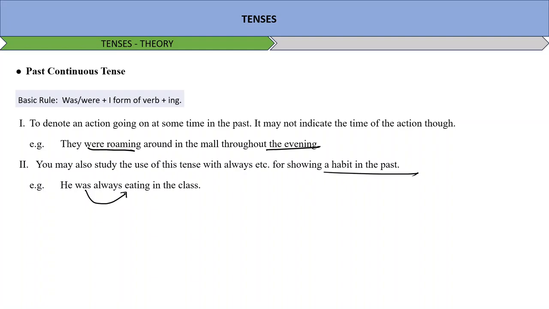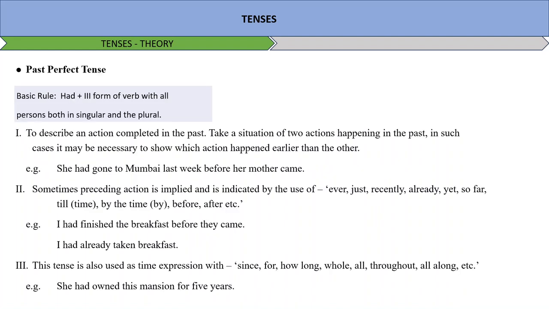Now in past perfect, it is had plus V3 form of verb, for persons both in singular and plural. So first thing first, it is used to describe an action completed in the past. Take a situation of two actions. Remember, this is very important. Sometimes it will be difficult for you to understand which one to use, past perfect tense or present perfect tense.